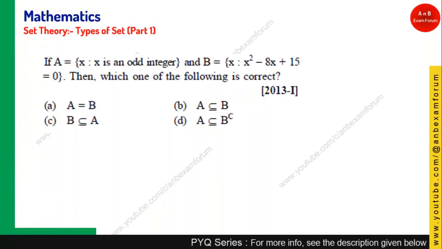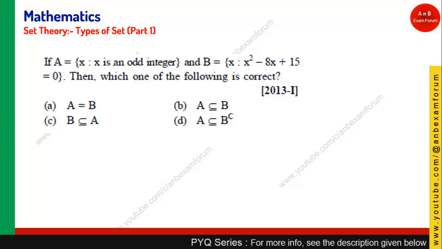Let's see the next question. There are two sets, A and B. This is set builder: you need to build the set from this particular condition. So let's build the set.